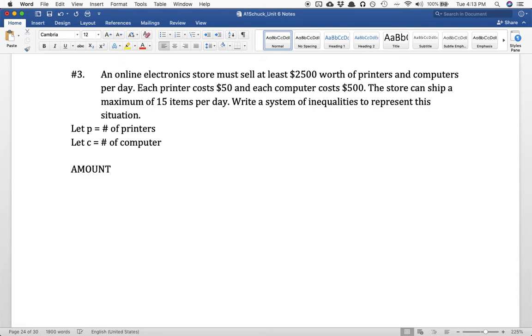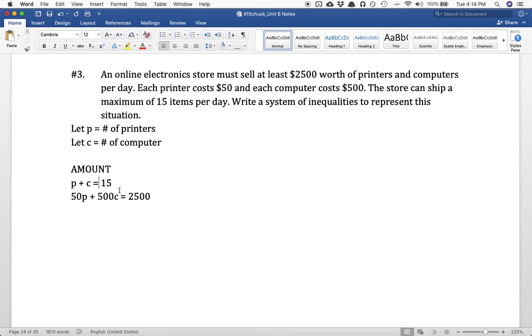You know what? Let's not do this. Equals 15. And I'm going to have the number of printers plus the number of computers should be a maximum of 15 items per day. And then my value equals $2,500 in total. I'm just going to take 50 times my printers plus 500 times my computers to get me my value over there. Now, it says the store can ship a maximum of 15 items per day. So the number of printers and computers that I ship per day is a maximum of 15.